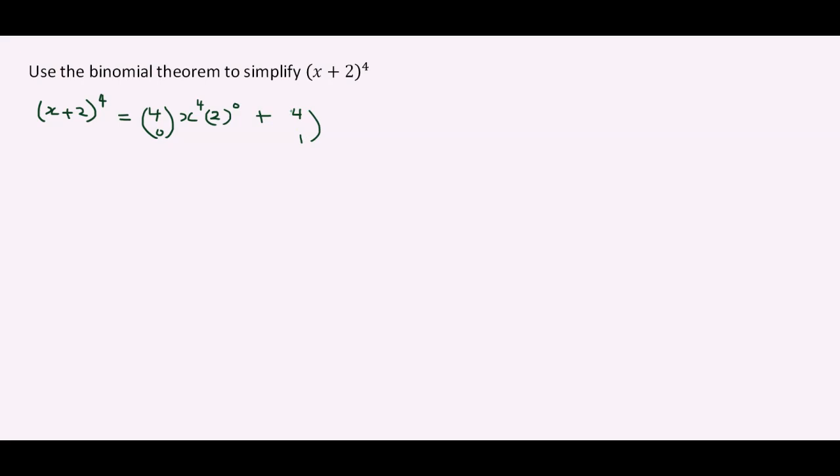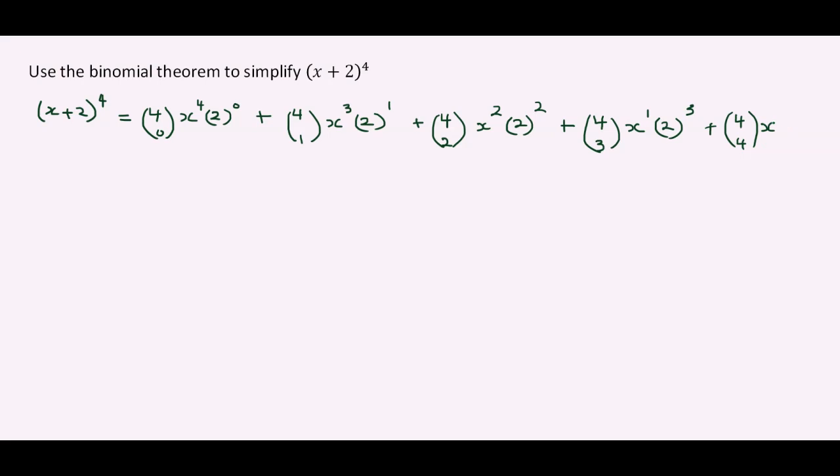plus 4C1, we have x to the power of 3 and then 2 to the power of 1, plus 4C2, x to the power of 2, 2 to the power of 2, plus 4C3, x to the power of 1, 2 to the power of 3, and then plus 4C4, x to the power of 0, 2 to the power of 4.